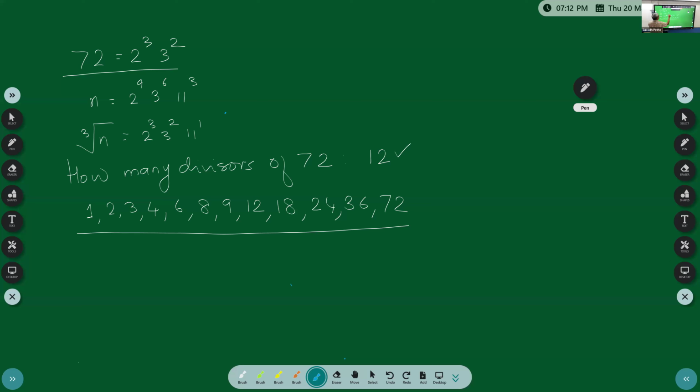This is the third root of n. Is it visible now? Yes sir.